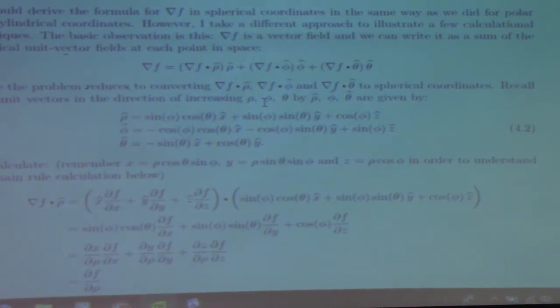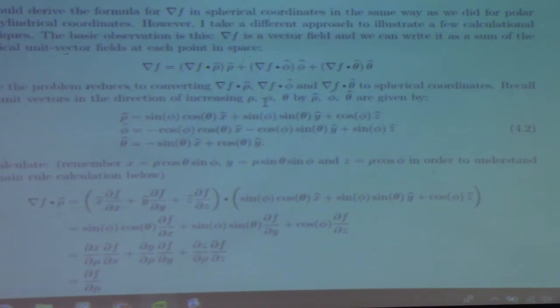So spherical coordinates, you're trying to take the partial f partial x, x hat, partial f partial y, y hat, partial f partial z, z hat, and convert it all into partial derivatives with respect to the rho, the phi, and the theta spherical coordinates, as well as the spherical basis, the spherical frame, your rho hat, your phi hat, your theta hat, the vectors which point in direction.